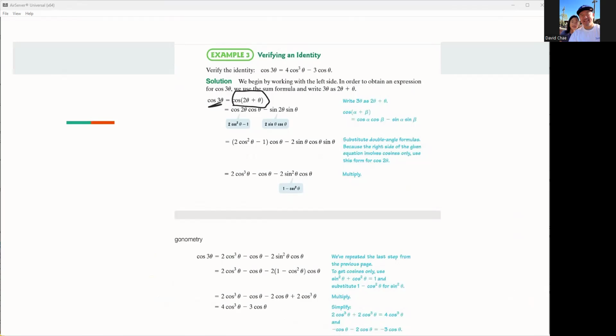Then what do they do with cosine 2 theta? They use the formula on page 592. You see how there are three double angle formulas for cosine 2 theta. They use 2 cosine squared theta minus 1, and they use the sine 2 theta formula, and then they condensed it to verify the identity.